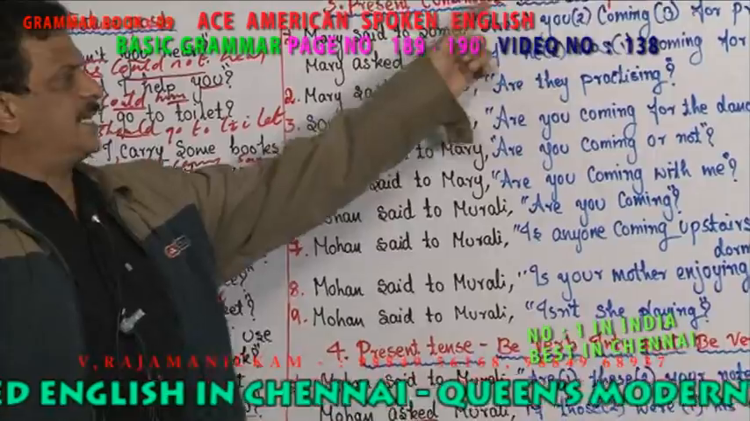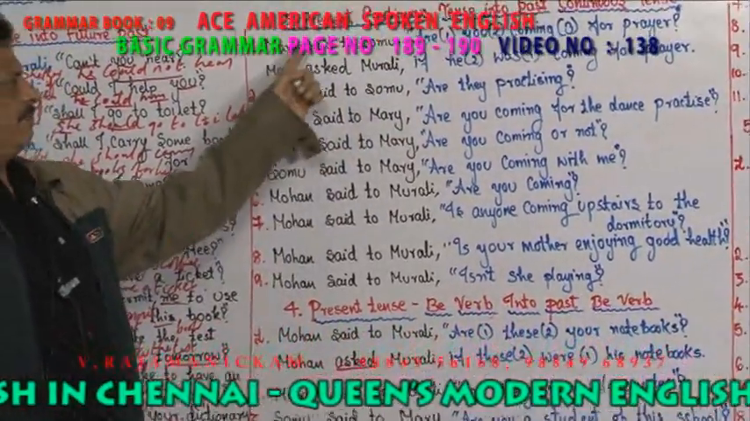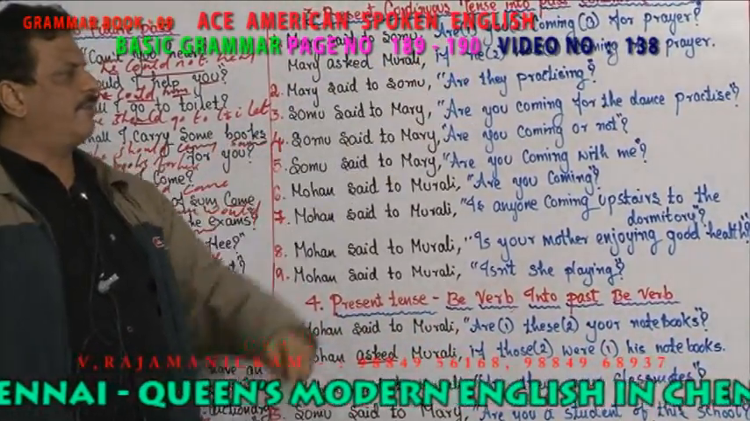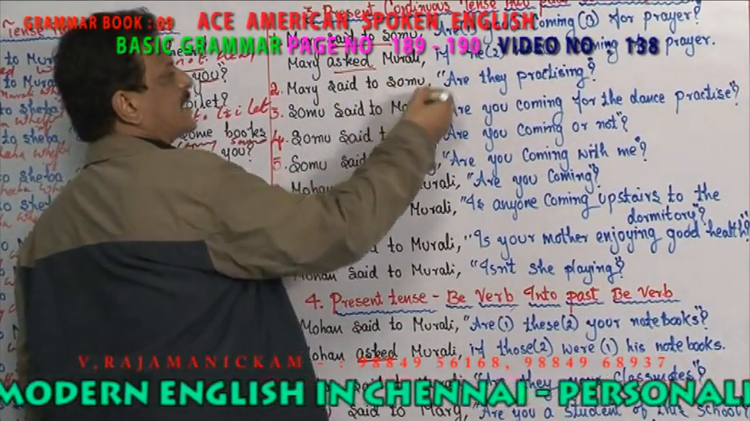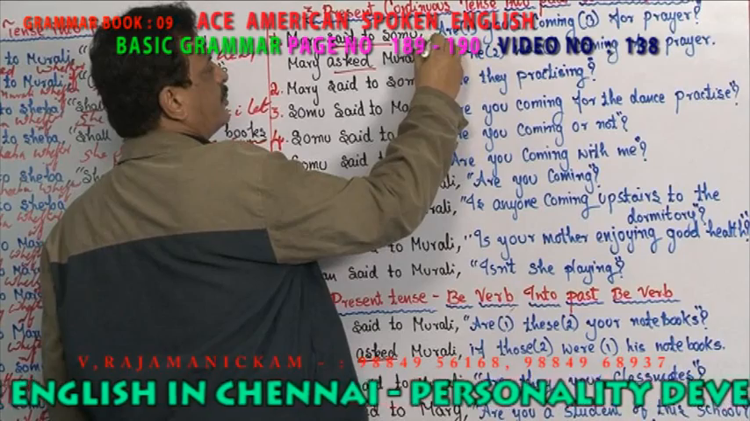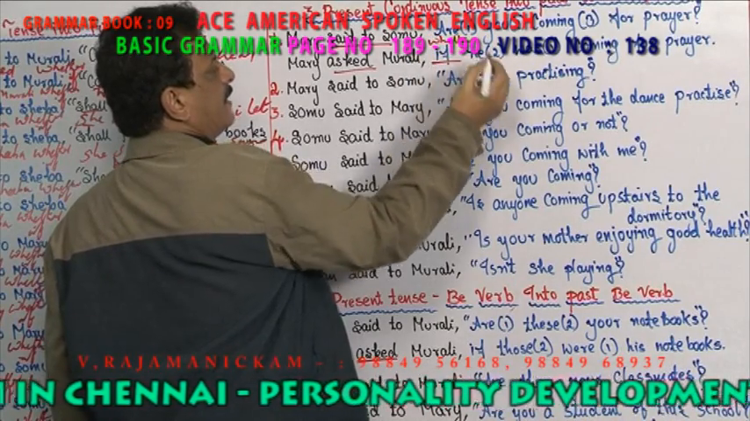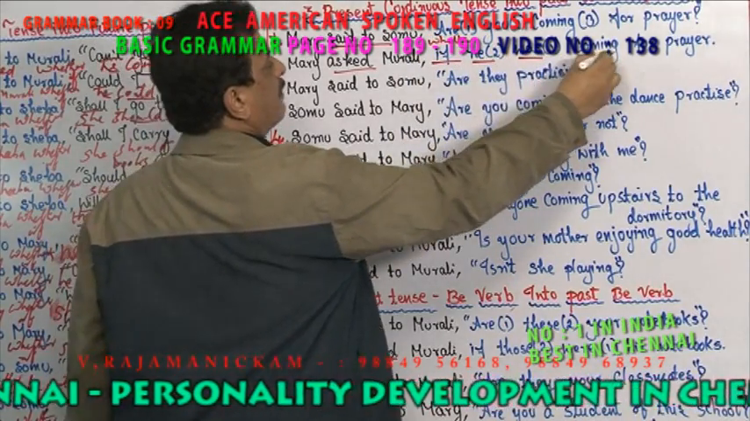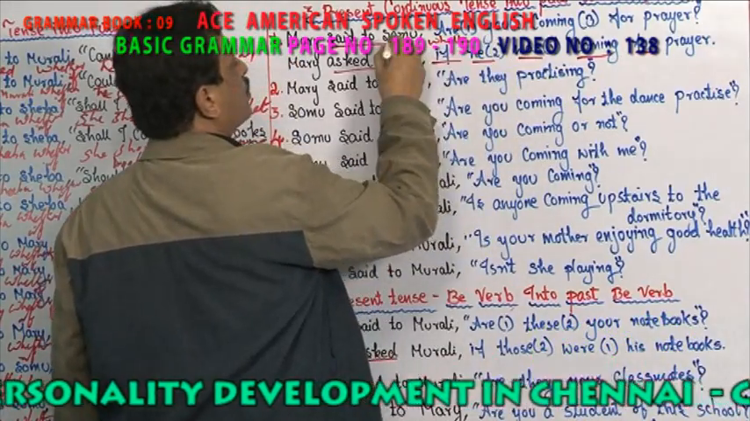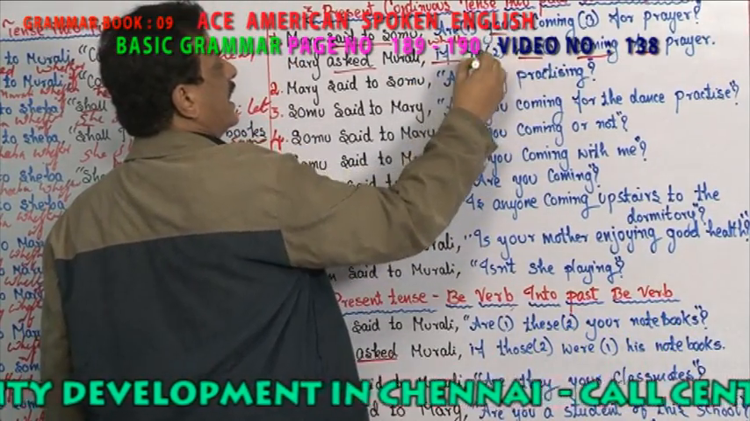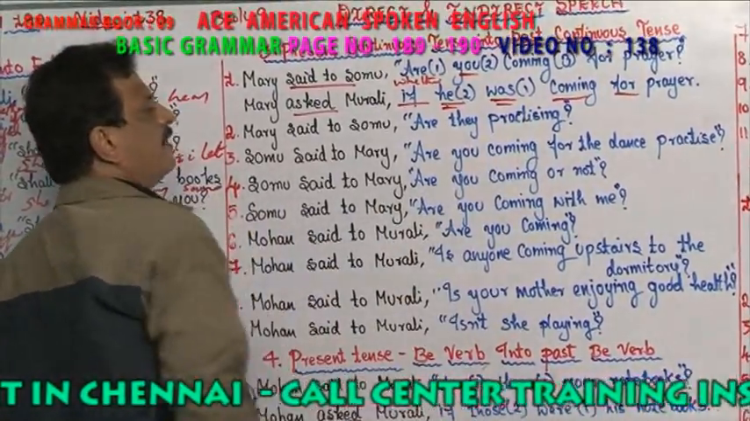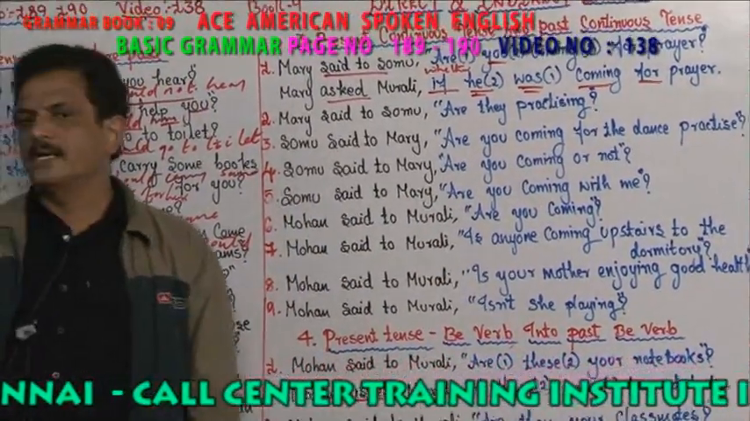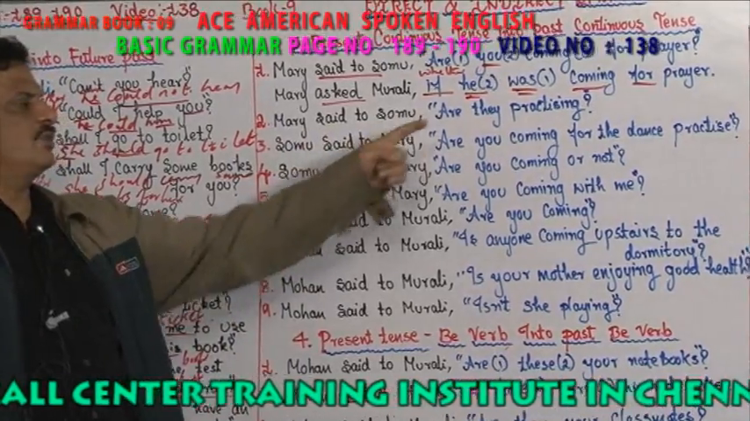Present continuous changes into past continuous. Mary said to Somu, "Are you coming for prayer?" Said to changes into asked, and you use if or whether: Mary asked Somu whether he was coming for prayer. Somu is a male, so you use he. Are changes into was. Able to understand, sir?